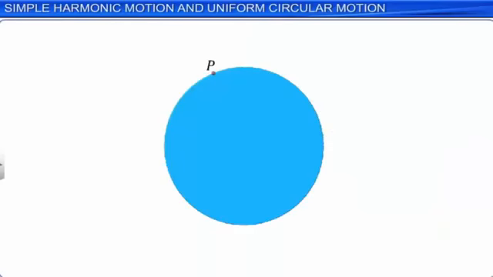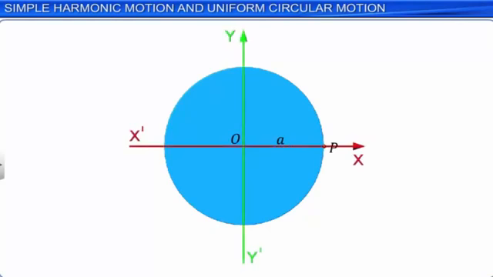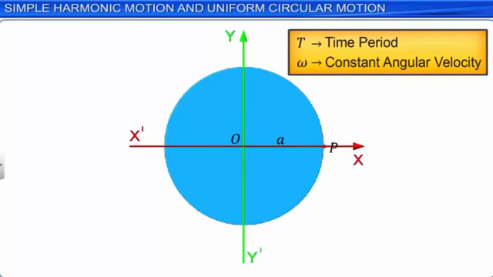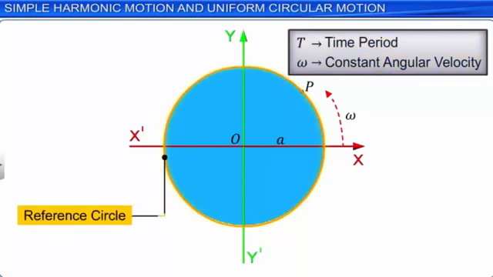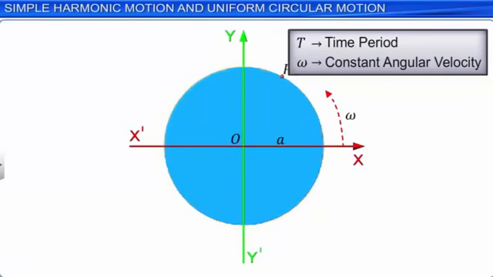Consider a particle P revolving along the circle of radius A with the center of the circle at the origin O of the coordinate axes. This particle is called the reference particle. Let the particle revolve with the time period T and a constant angular velocity omega. This circle is called the reference circle. Since angular velocity is constant, we can say that the particle executes uniform circular motion.